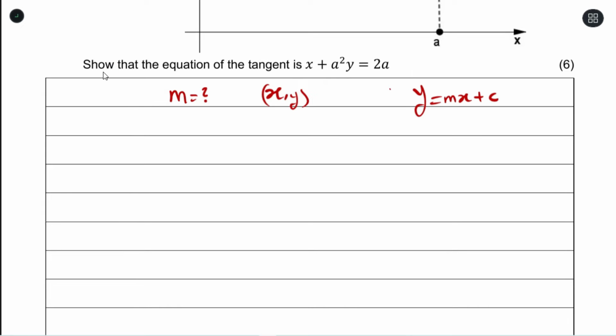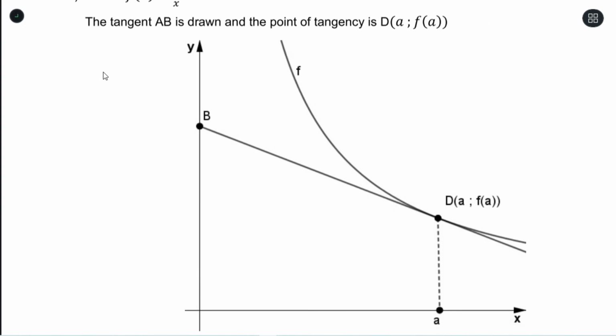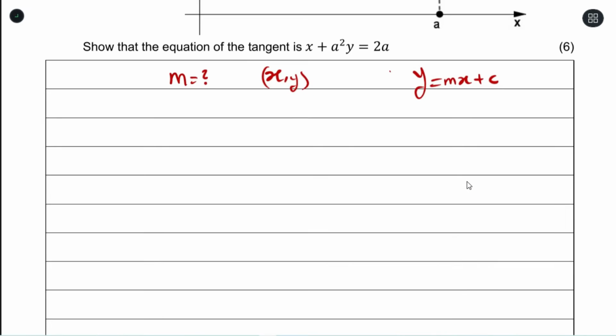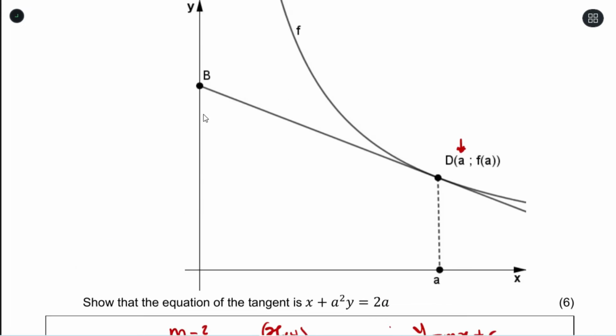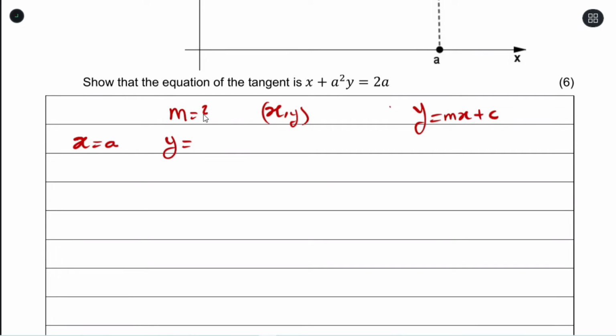So in this question, we can see that the x coordinate of D is a. So I could say here, if x is equal to a, y will be equal to, I just need to substitute into the equation of f(x), which is 1 over x. So y is equal to 1 over a. Okay, so we have our coordinate here, which is (a, 1 over a). Now we have that.